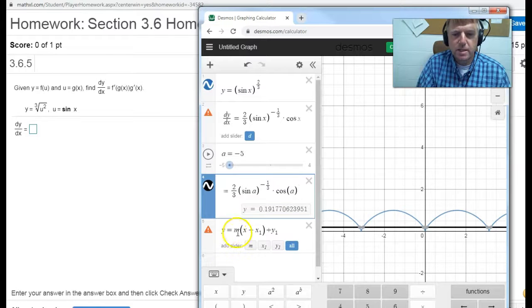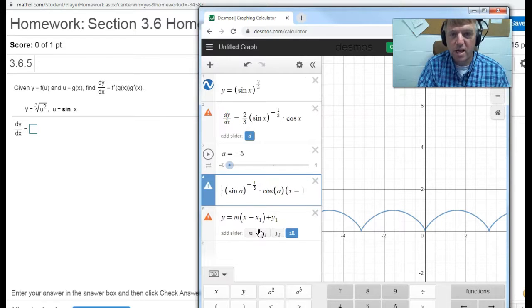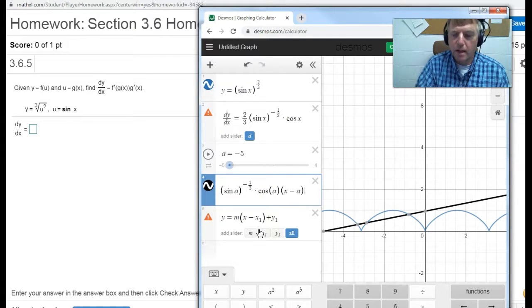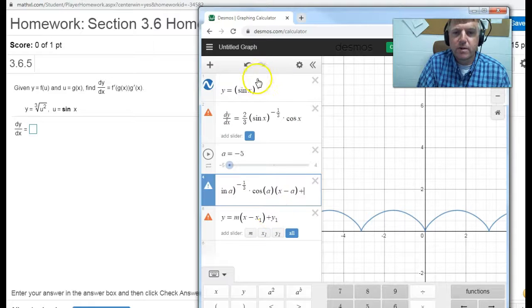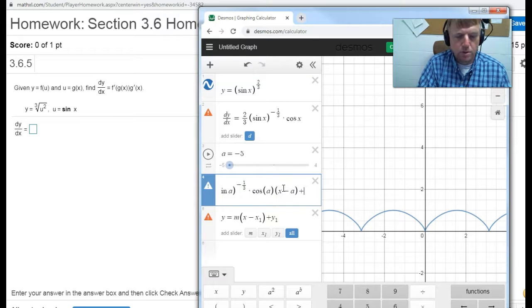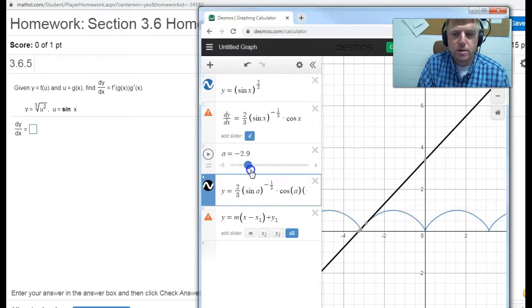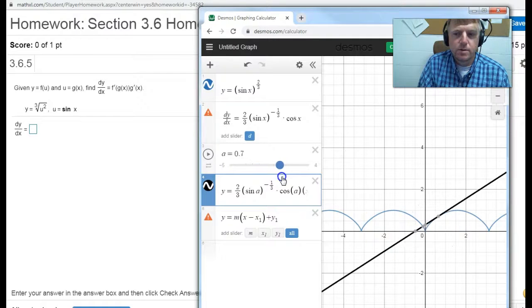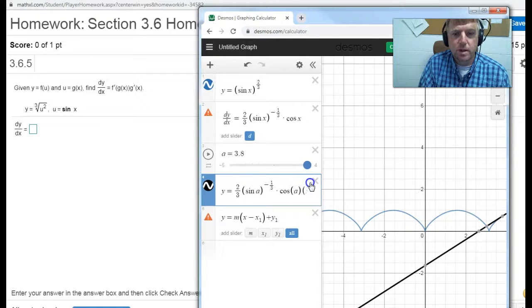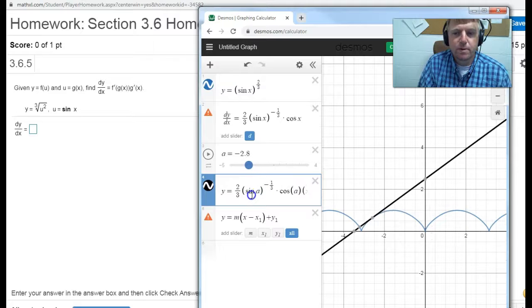All right, so that's the slope, that's the m, and then I'm going to do x minus x1. x1 is just a, what we're calling the variable, and then I'm going to add to it y1. y1 is given by the original function, with a being my input. And then when I drag this around, notice I get those tangent lines. Okay, so that is the derivative. Those tangent line slopes are given by the derivative. So we've got the derivative right if we're seeing that on there correctly.